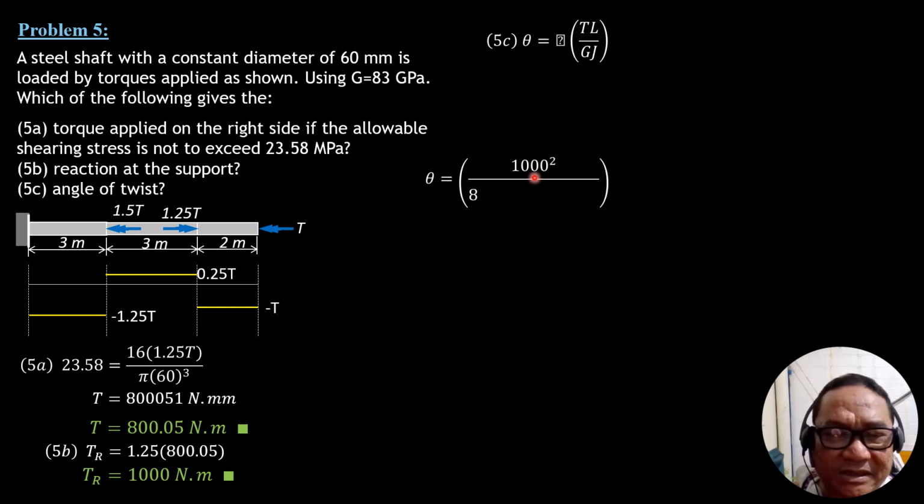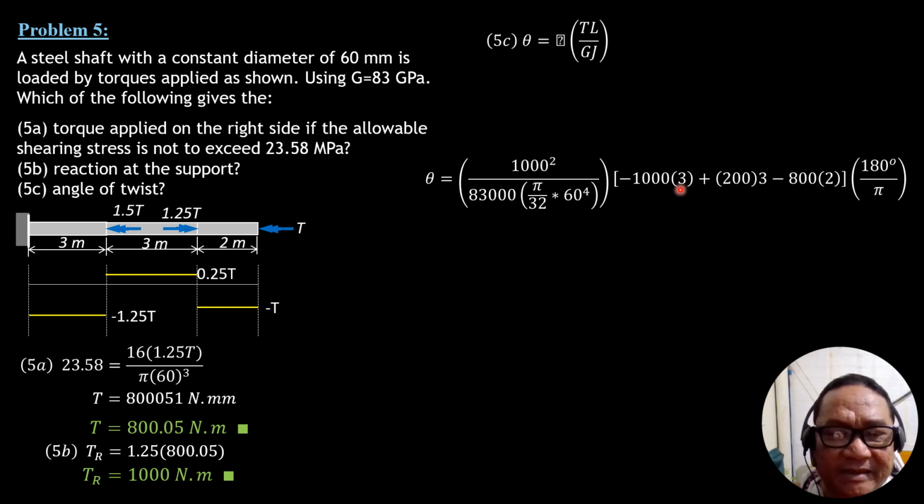So torque equals, this is common, we multiply everything by 1000 square to make the unit here kilonewton meter times, this is 3 meters and this is 1000. 1.25 of 800 is negative 1000 Newton meter times 3 meters, so negative 1000 Newton meter square. That's why we multiply 1000 square, which is common to all these values in torque times length.